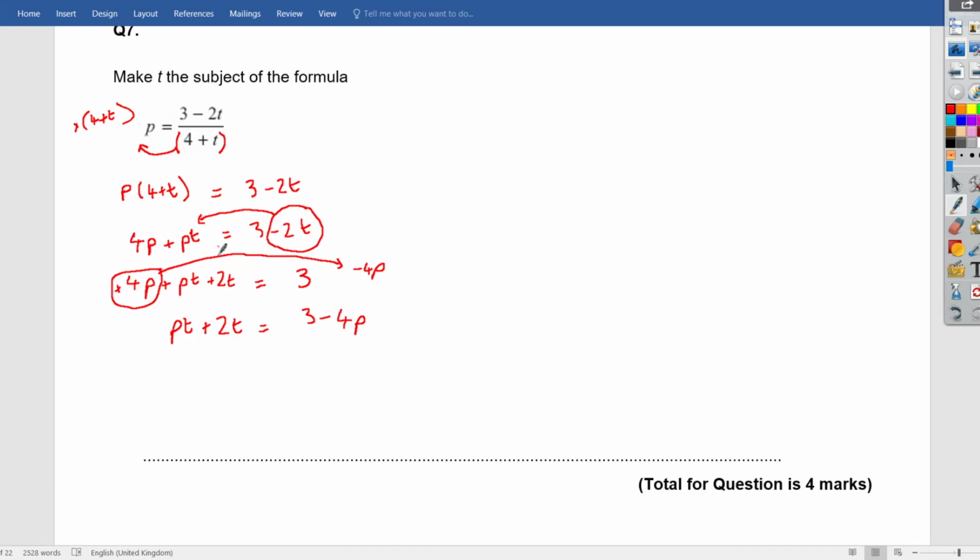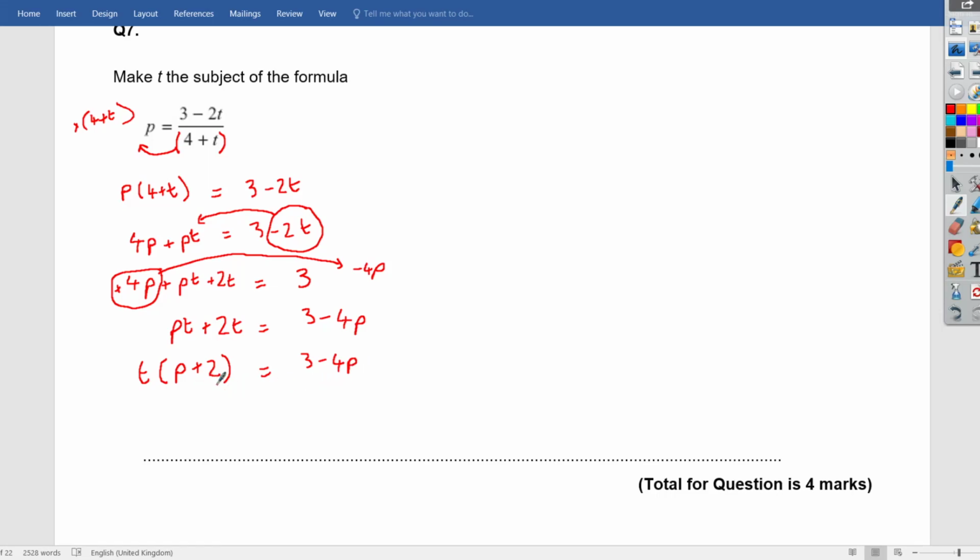Okay, so the keyword here, now we've got t in both of these terms, so we must factorize here. So I'm going to take the t out and factorize this, so I'm going to end up with the p plus 2, because t times p is pt and t times 2 is 2t. And that is going to be 3 minus 4p.